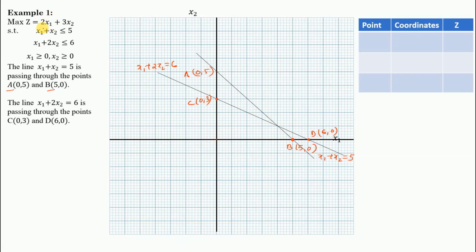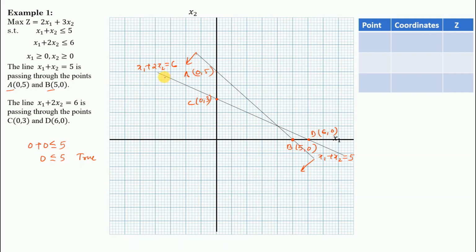So if we put x1 equal to 0, x2 equal to 0 in this, you will get 0 plus 0 less than or equal to 5. So 0 is less than or equal to 5, and this is true. If it is true, it means the region on this side is the solution space, so you can put a mark arrow in this way to show that this region is the solution space of x1 plus x2 less than or equal to 5.